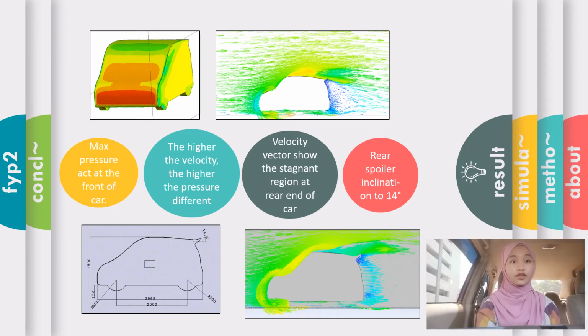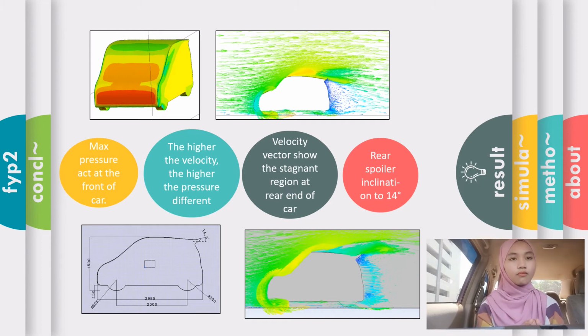There are some modifications that can be made to improve the car efficiency. One of the modifications that I've made for this project is the rear end spoiler inclination to 14 degrees. We can see that the turbulence flow is distributed uniformly at the back of the car. Besides, we can also make the rear end of the car more inclined. It can improve the turbulence flow at the back of the car, and it can also reduce the stagnant region at the back of the car.